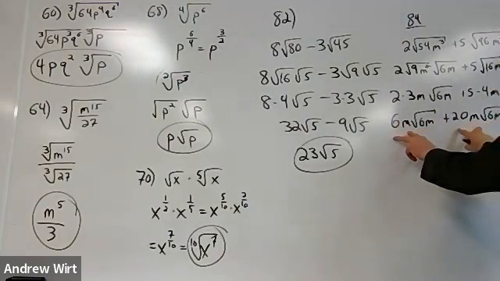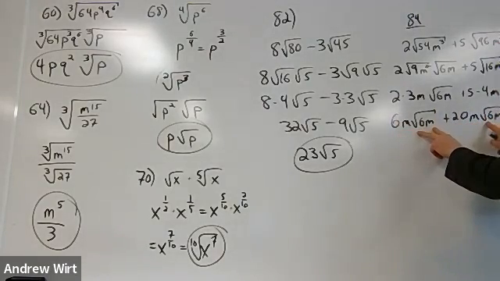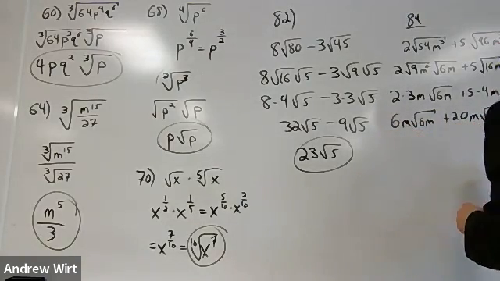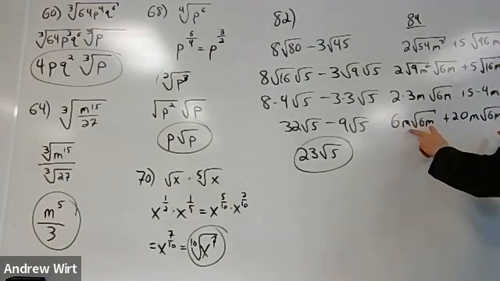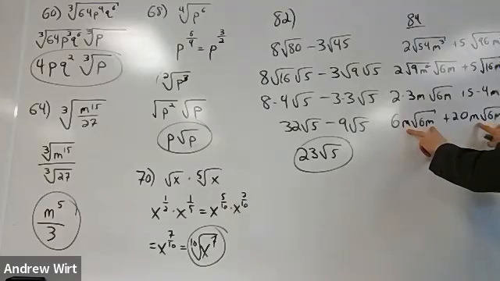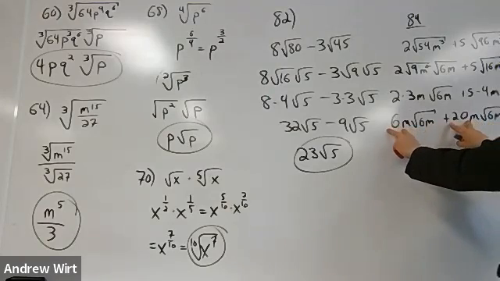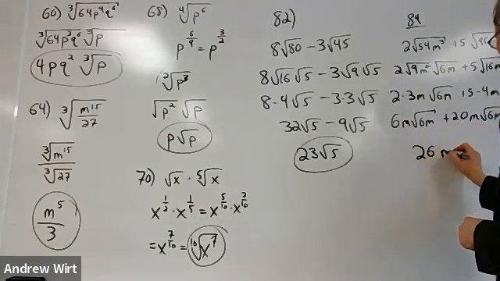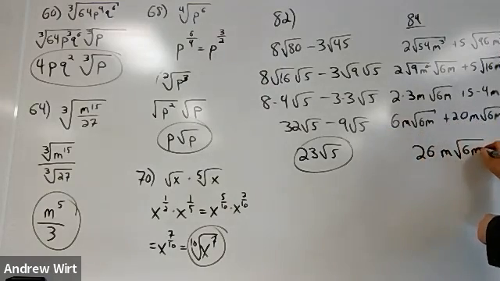Now finally we can add these together. All right, we got the like terms of square root of 6m. So we'll add these and get, I guess you could consider it to be like terms of m times the square root of 6m. So here are your like terms actually. Now we'll just add together the coefficients and get 26m square root of 6m.